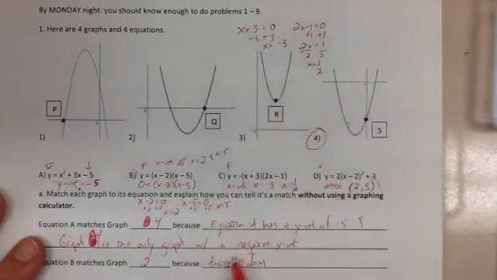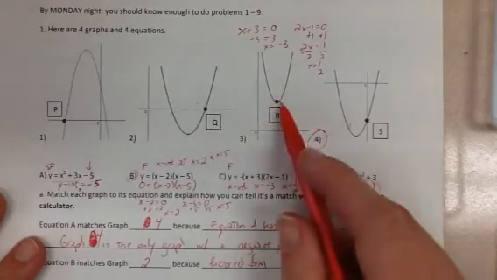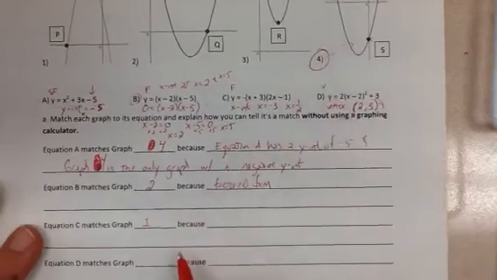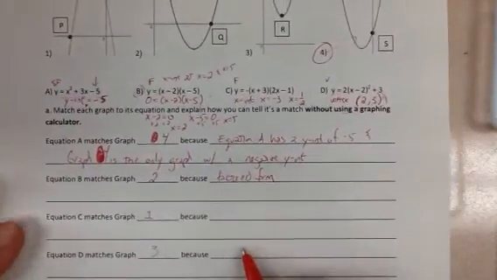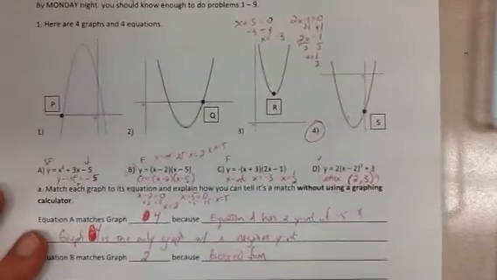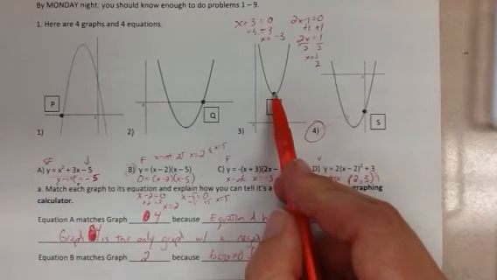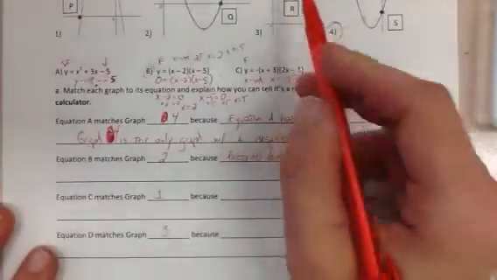So even if we hadn't figured that other stuff out, you should have been able to tell that this one was the only one with a vertex in the first quadrant at positive 2, positive 3. So I'm going to say equation D matches 3 because vertex form reveals a vertex is at 2, 3, which is in the first quadrant. Graph 3 is the only graph in the first quadrant. You could also just say because it was the only one left. That's fair enough once you have a mix and match.